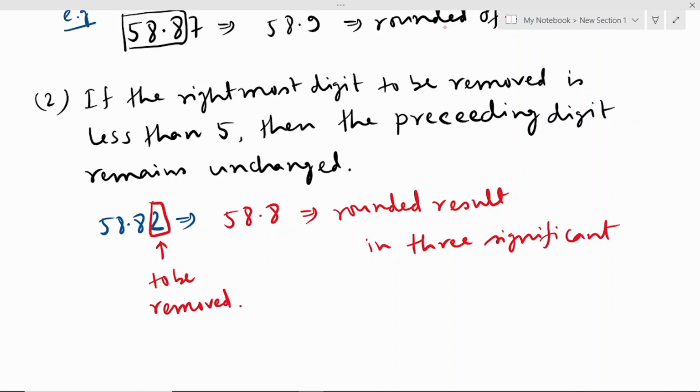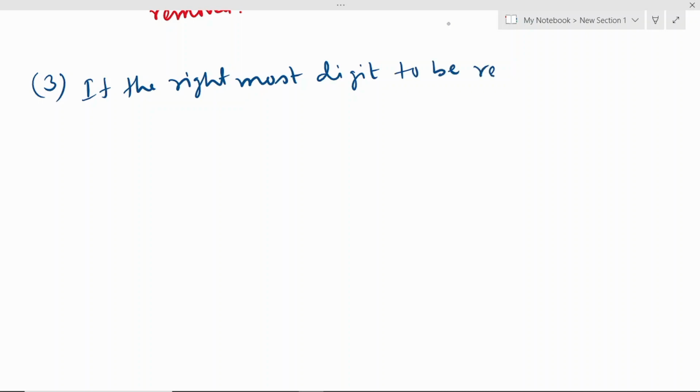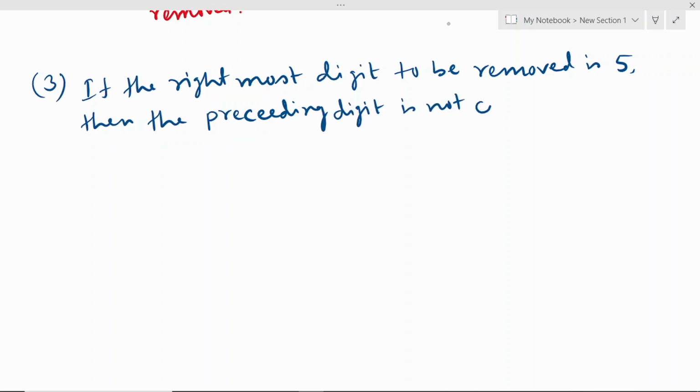Significant figures. Now rule number 3 depicts: if the rightmost digit to be removed is 5, then the preceding digit is not changed if it is an even number.